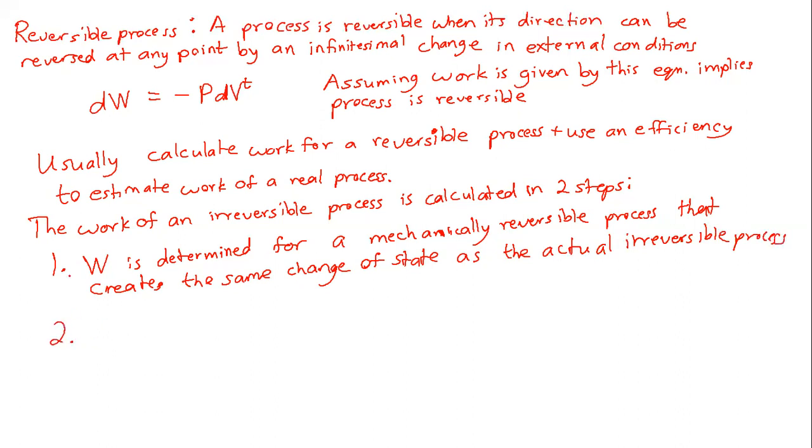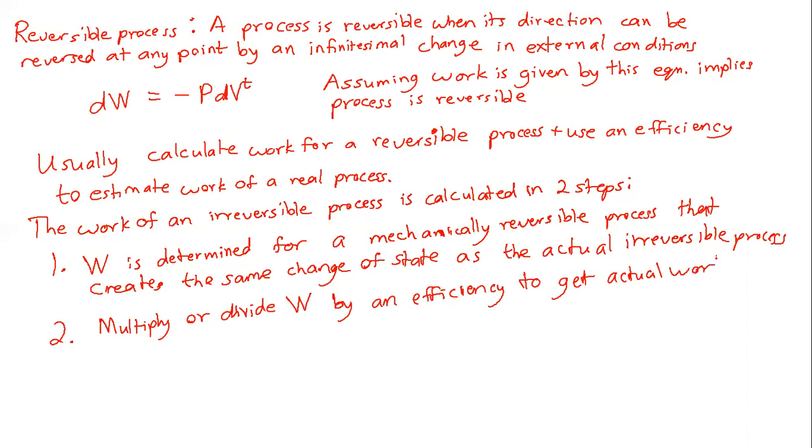And then 2 is that you multiply or divide the work by an efficiency to get the actual work for your process. And how do you know if you're going to multiply or divide? You're going to multiply if you produce work with your process, and you are going to divide if the process requires work.